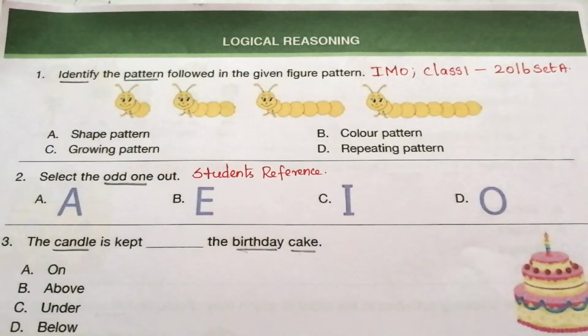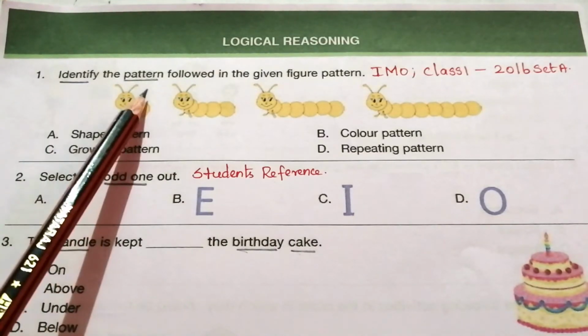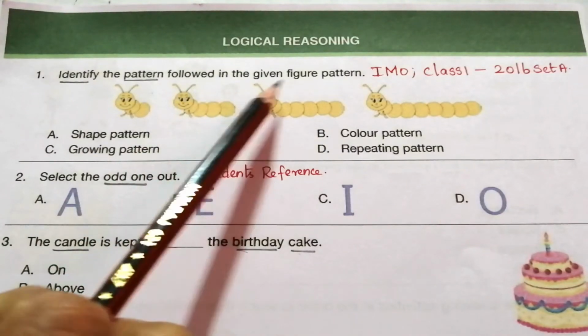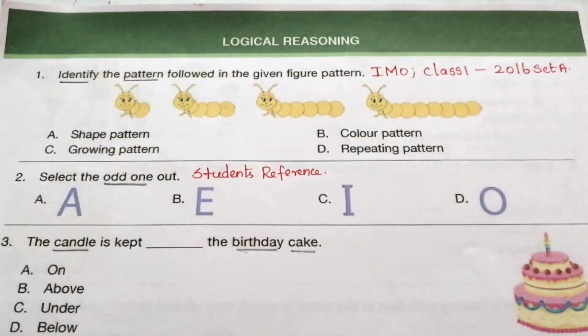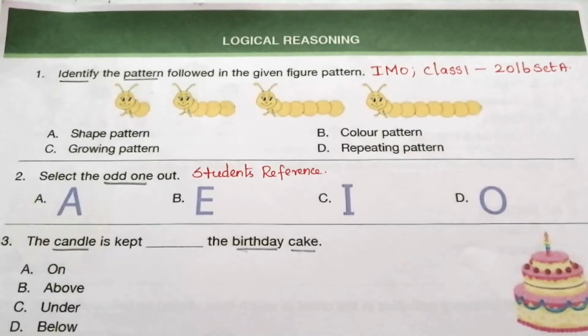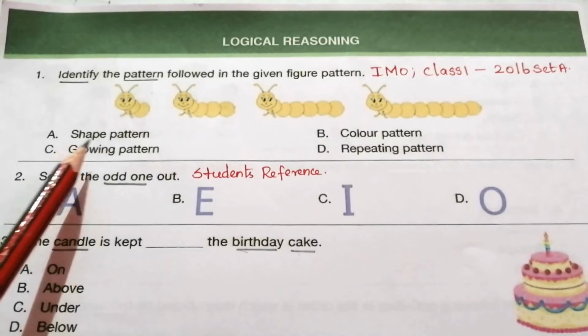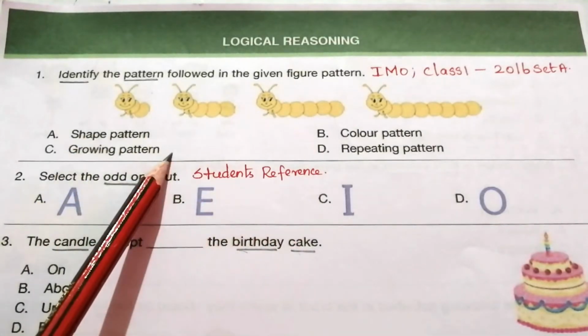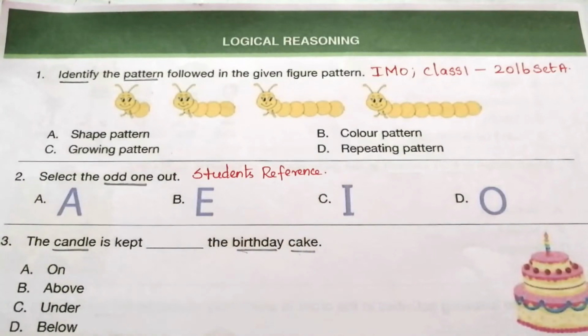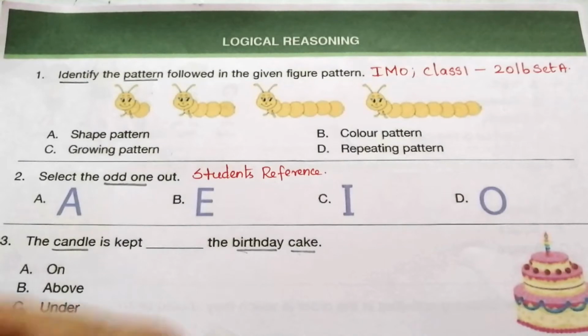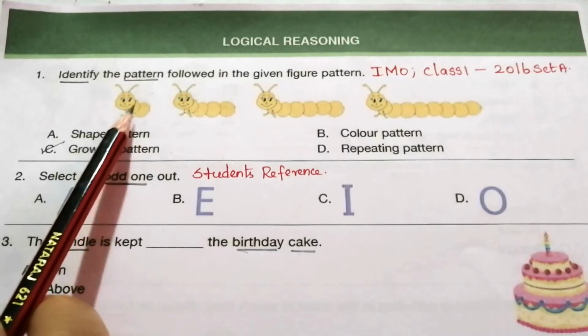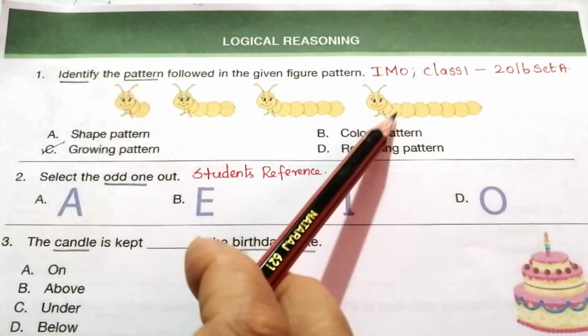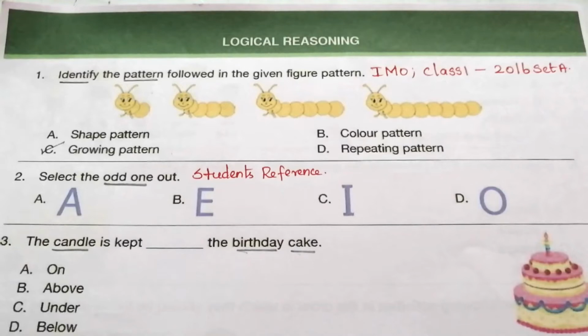First topic is logical reasoning. 1. Identify the pattern followed in the given figure pattern. Look at the given pictures and try to find out the answer. The given options are shape pattern, color pattern, growing pattern and repeating pattern. The answer is C, growing pattern, because here the number of circles increases, so it is a growing pattern.